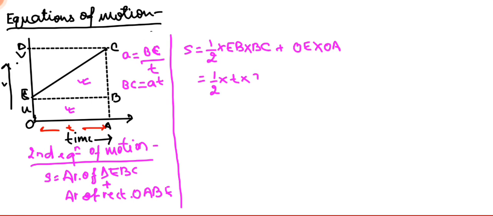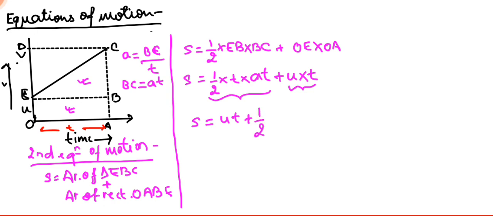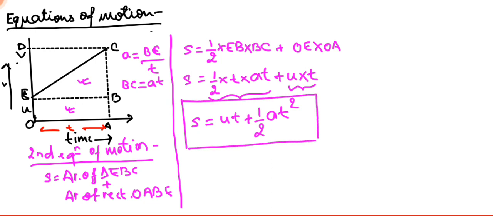So, we can put A multiplied by T in place of BC, plus OE. The value of OE is equal to U multiplied by OA, which is equal to T. So, finally, we get to the conclusion that S is equal to UT plus half A T into T, that is T square, so 1 by 2 into A T square. So, this is the graphical derivation of the second equation of motion.